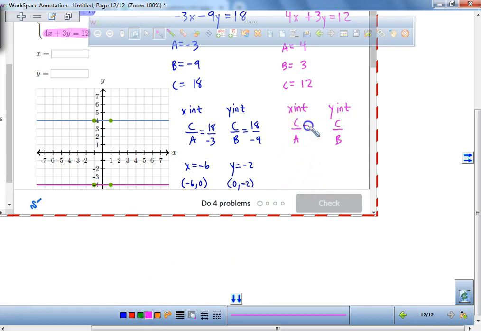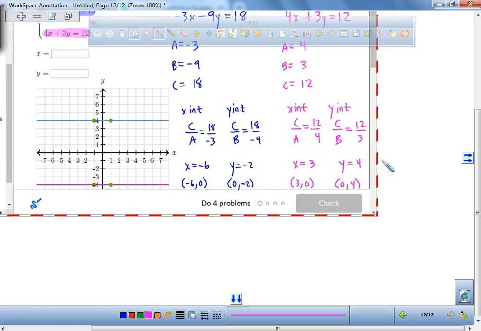Okay. All right. X-intercept on this one. What do we got? What's C over what? C over our A value, which is a 4. And this one's what? C over our B value, which is a 3. Okay. So 12 divided by 4 is 3. What's the ordered pair, though? 3, 0. And then we have y equals 12 divided by 3, which is 4. And I'm going to put 0, 4.